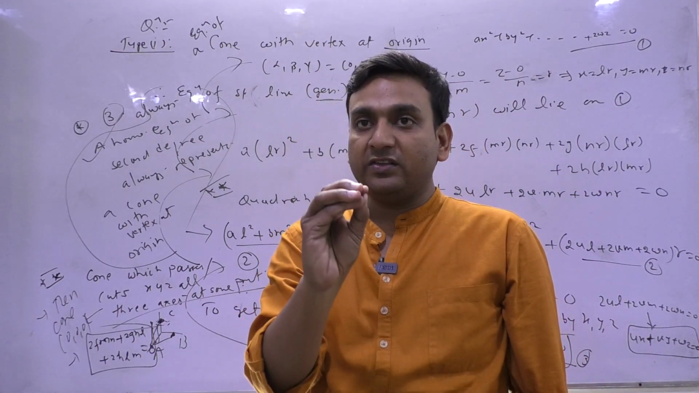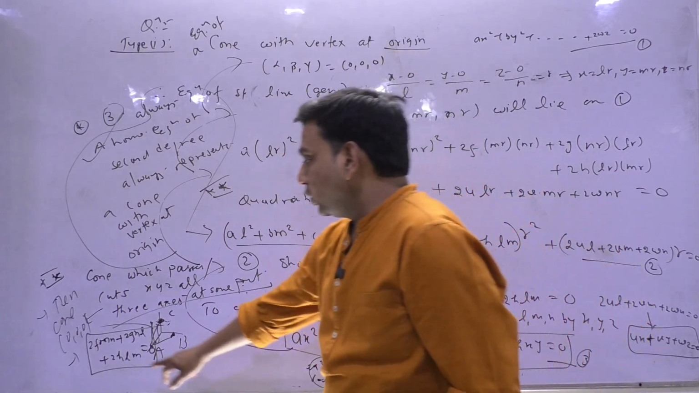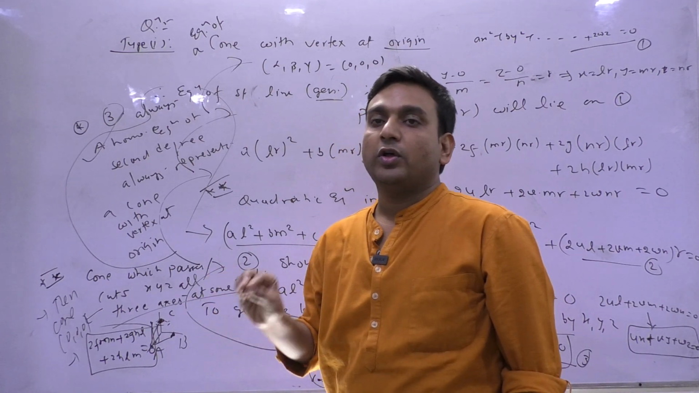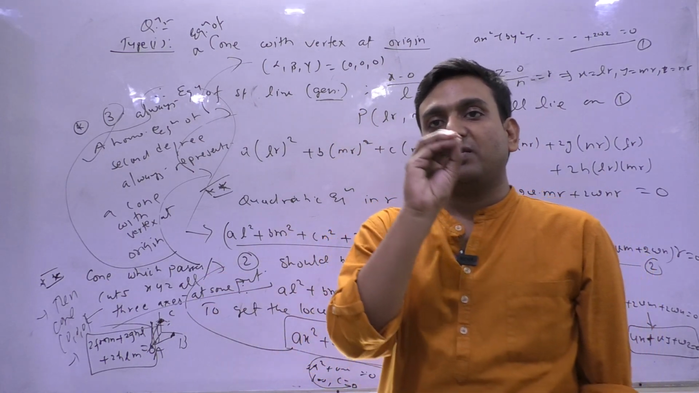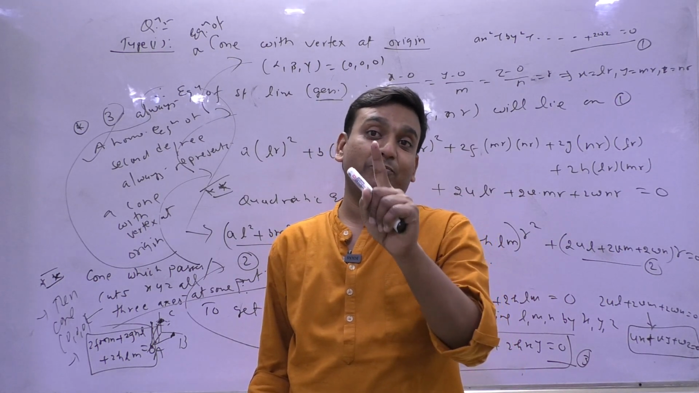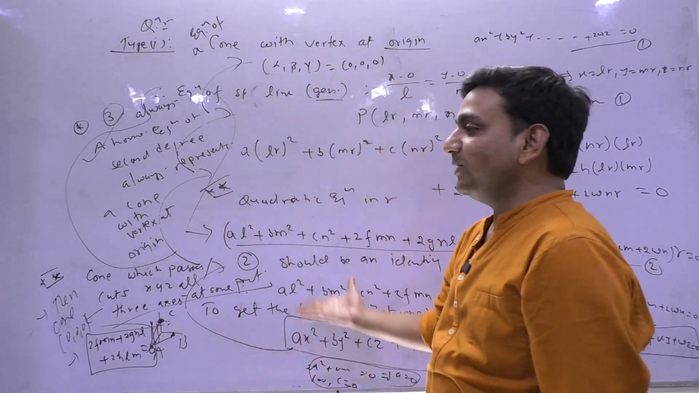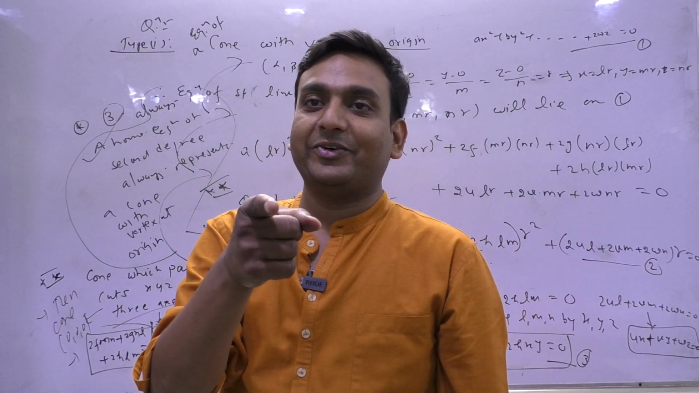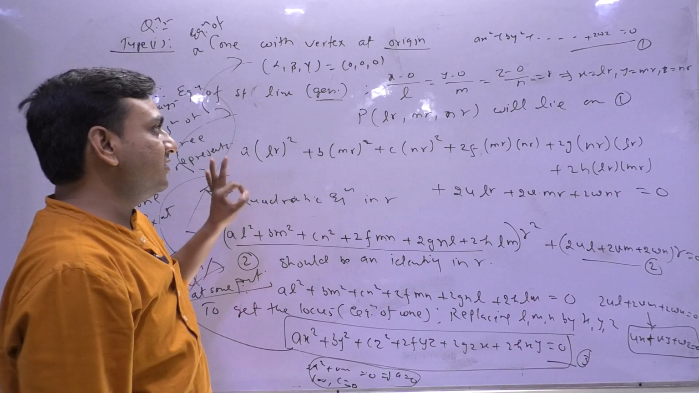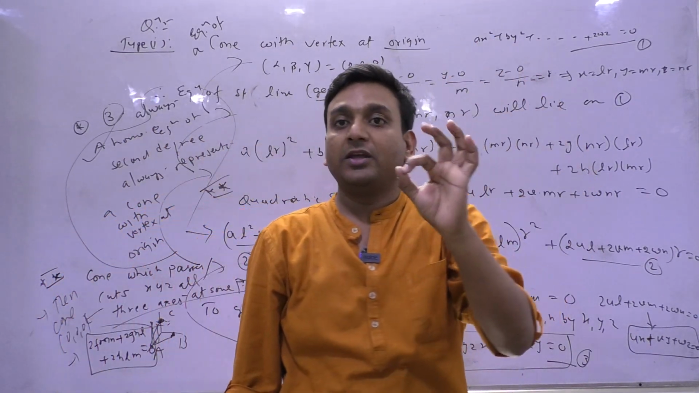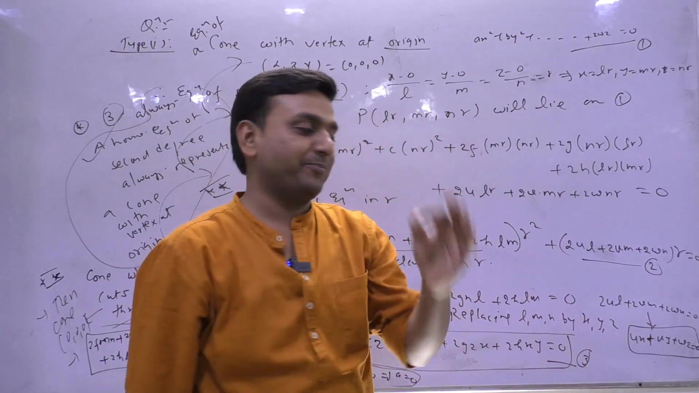Moreover, for this, the relation 2fmn plus 2gnl plus 2hlm will also be 0, where l, m, n are the DCs of the generating line. So in type 1 problems, you will have to carry this much information, and with this, the first kind of exercise, you will have questions in your exam. Chalo.